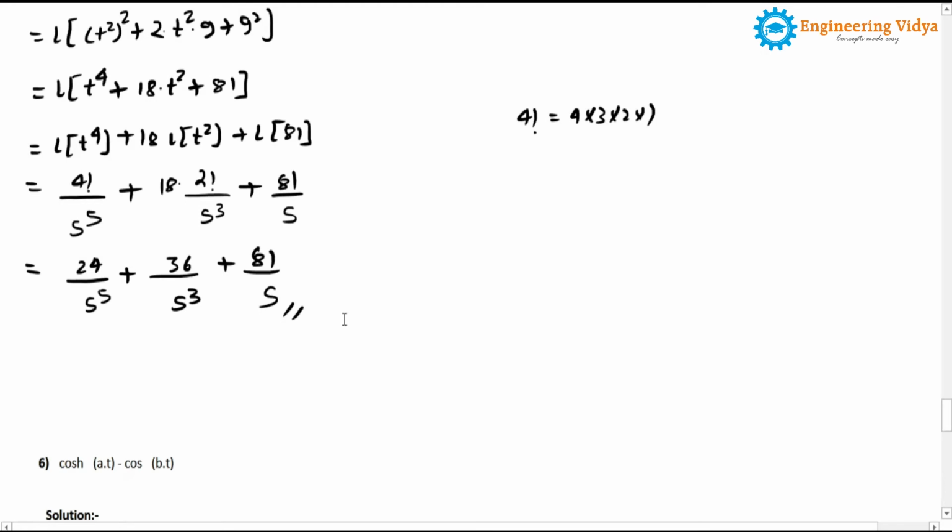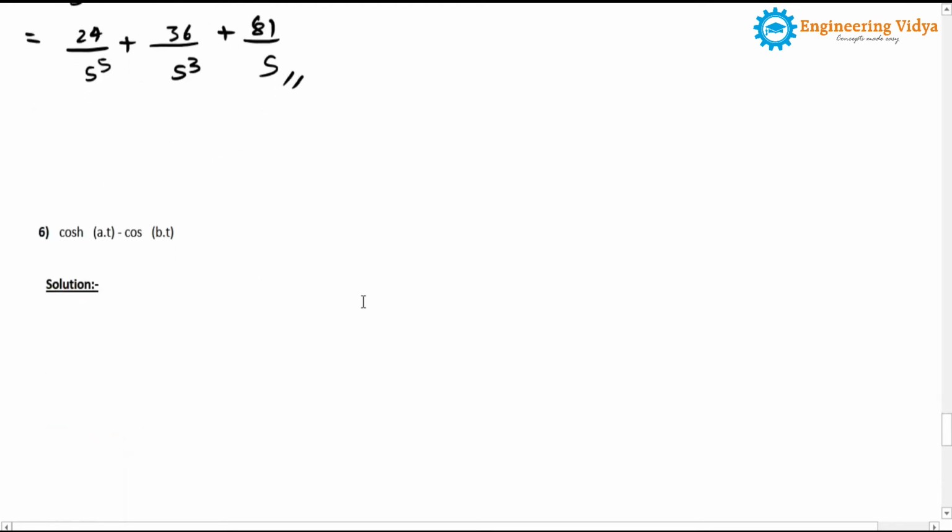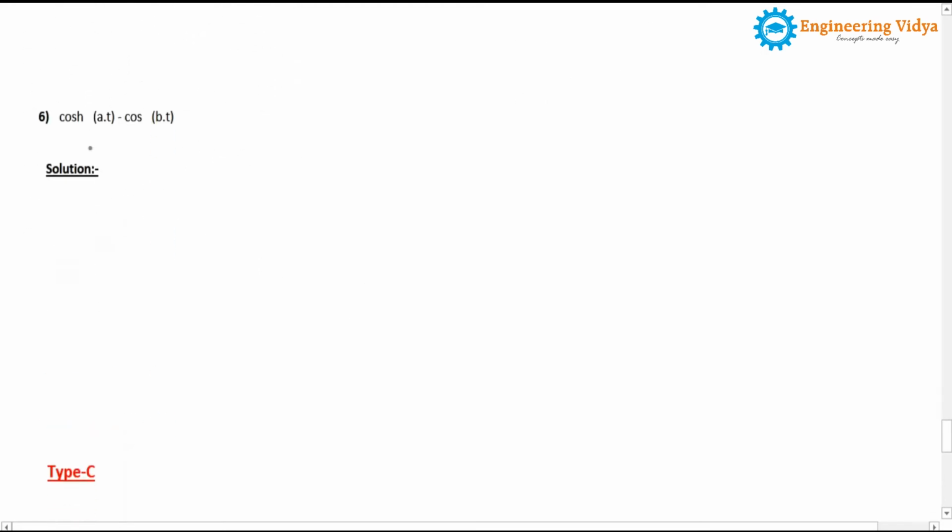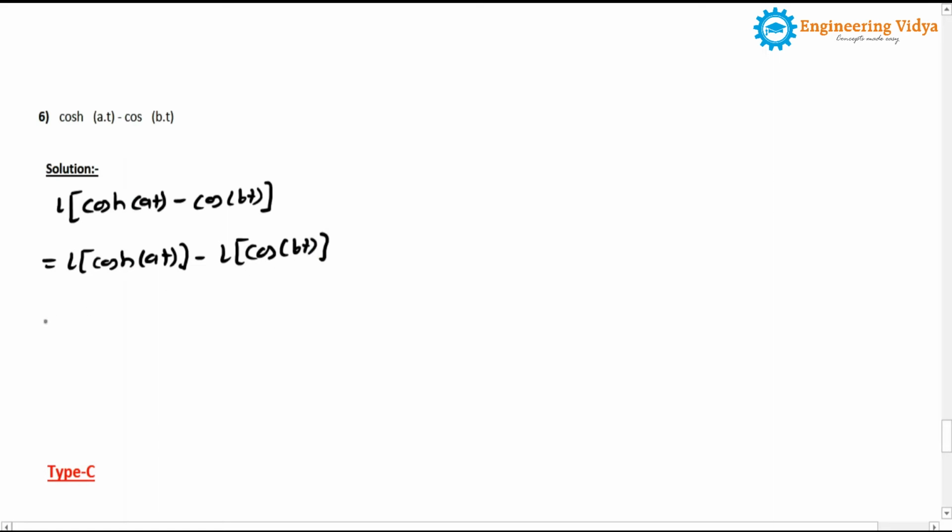In similar way, you can solve the sum number 4 and 5 also. Now I will continue with the problem number 6. In problem number 6, here we need to calculate the Laplace transform of cos hyperbolic of at minus cos of bt, right? This problem is a very simple problem. Here cos at we have, so it will be separated by using the rule of linearity property. So here it will be Laplace transform of cos hyperbolic of at minus Laplace transform of cos of bt will be there. I hope you understood the things, right?